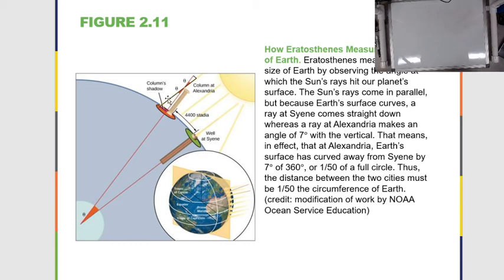He knew there was 360 degrees in a circle, and so he knew that this distance between Syene and Alexandria needed to be multiplied by about 51 or 52 to get all the way around the earth, because 7 degrees times 51 is 357 degrees or something like that. So he multiplied this distance between the two towns by 51, and he said that's the circumference of the earth.